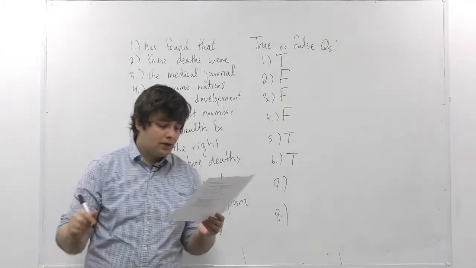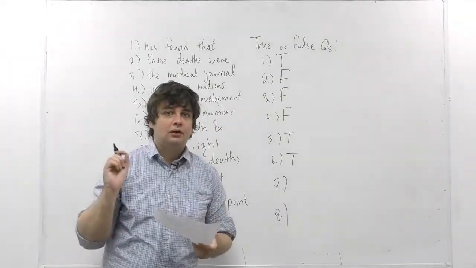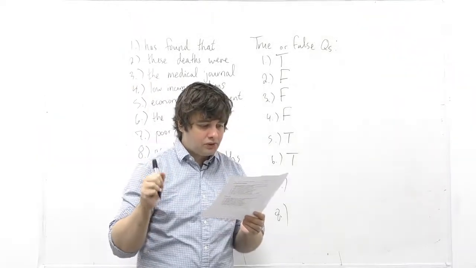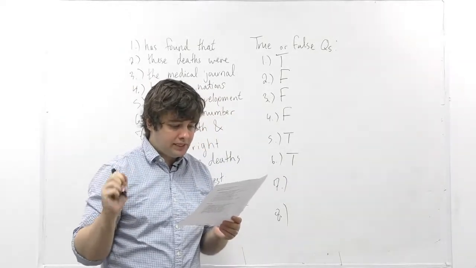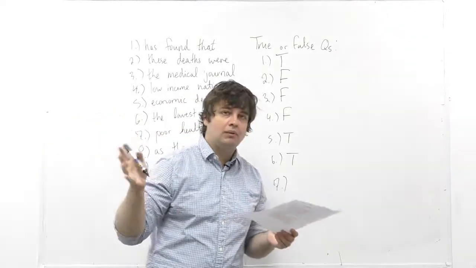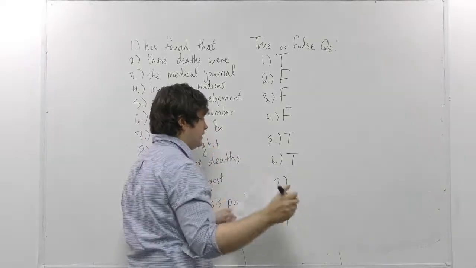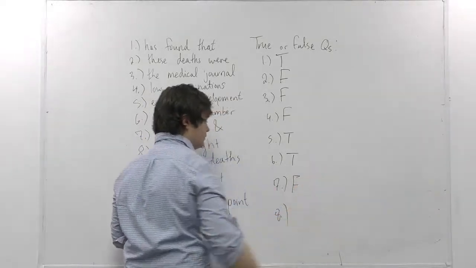Number 7, water pollution was the biggest killer. No, I think water pollution was the second biggest killer. Air pollution led to 6.5 million premature deaths. The second biggest killer was water pollution. So no, water pollution is the second biggest, not the biggest. So the answer is false.